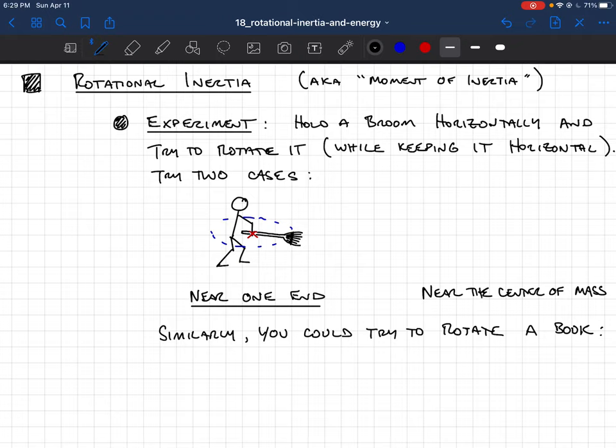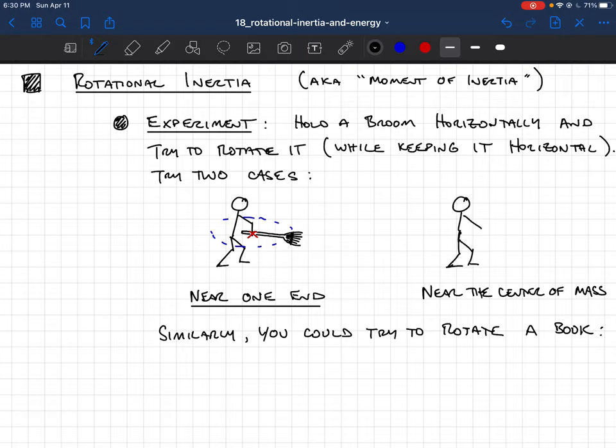For example, if the broom is just sitting there at rest as you're holding onto it, and then you start to rotate it in one direction, and then try to rotate it back in the other direction as you twist your wrist, focus on how that feels. And then I want you to change.